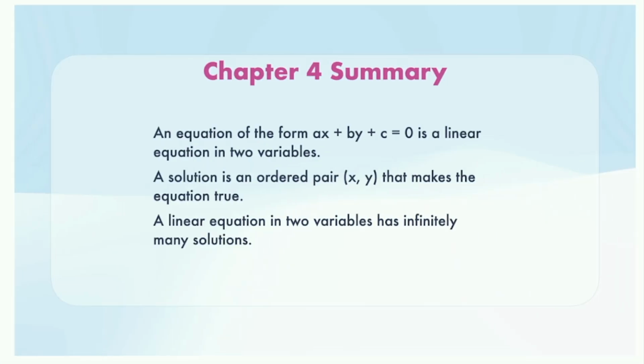So this is your chapter number 4, and here is a summary. We have got a linear equation in two variables, standard form as ax plus by plus c equal to 0. There is only one condition, and that is a equal to b equal to 0 cannot happen, right? That means both the coefficients of x and y cannot be equal to 0 at the same time, right? Any one of them can be equal to 0, but both cannot be equal to 0 at the same time. And the solution will look like x and y in an ordered pair.